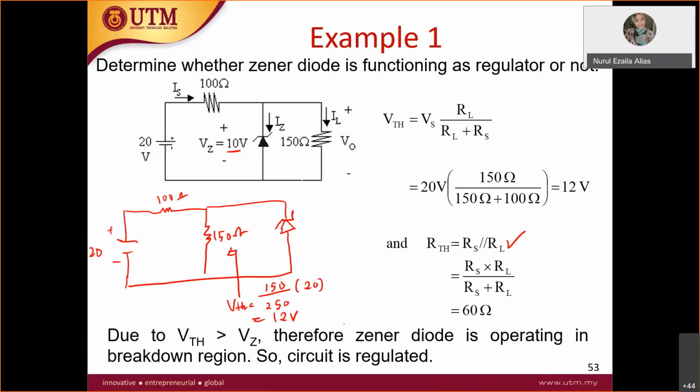Now you want to define whether it is regulated or not. Is this 12 volt greater or less than the VZ given? Greater, right? It is much greater than the VZ of 10 volt. Therefore, this Zener diode is regulated, which means it works as a voltage regulator. So that's how you define it. It could be that your VTH is 10 volt. What happens if VTH is 10 volt? Is it regulated or not?